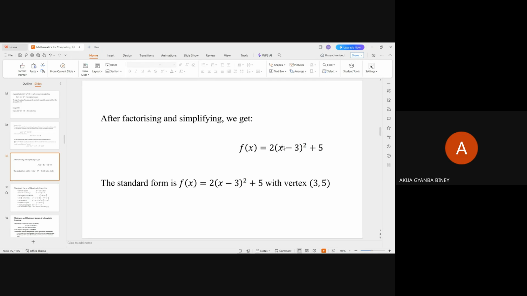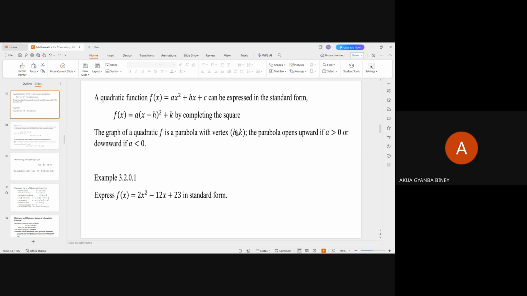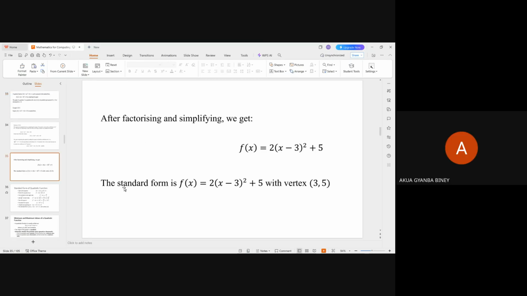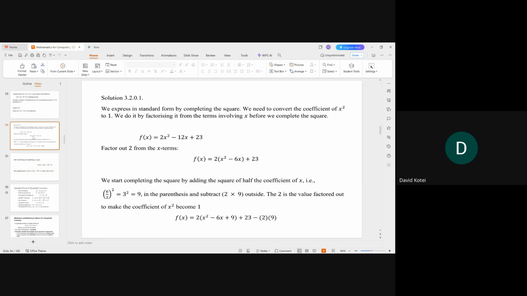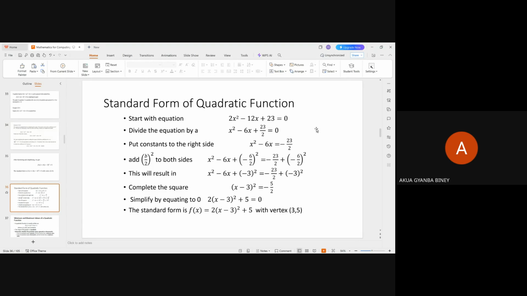Now, in the standard form, we have this with vertex, this and that. And that's what the English address says, H and K. If you look back, this is our H, this is our K. So if you put it in standard form, the function is a parabola with vertex H and K, which is 3, 5. Now with the same function, I think I went through using my method.